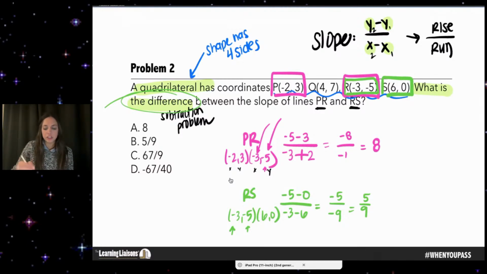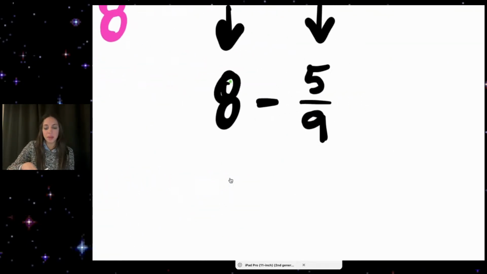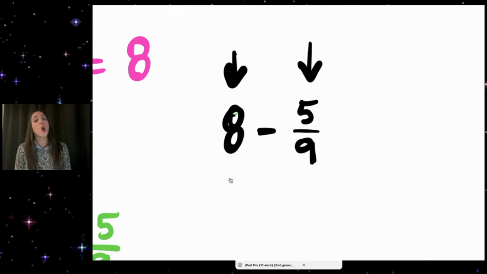Now, what is the difference between PR and RS? I'm going to do 8 minus 5 ninths. How do I do 8 minus 5 ninths? I know my answer is not going to be A, and I know my answer is not going to be B, because A is 8 and B is 5 ninths, and I need to subtract them. This part is for everybody. Elementary people, you need to know how to subtract whole numbers and fractions. So how am I going to do that?